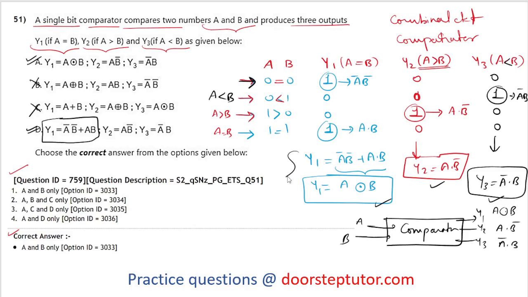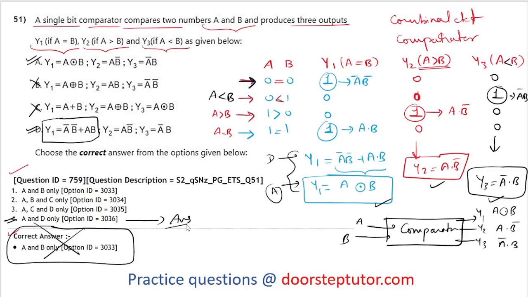So these are two expressions for Y1. This is given in option number D and this is given in option number A. So from the given options we can say the fourth option, which says A and D only, is the correct answer. But as you can see here, they have given the correct answer as A and B, which is incorrect. So the correct answer will be option number 4 that says A and D are correct.